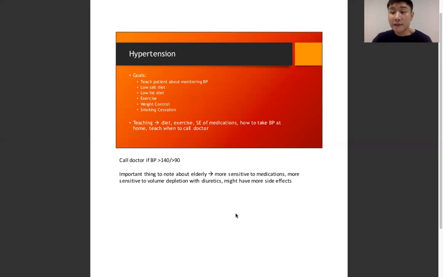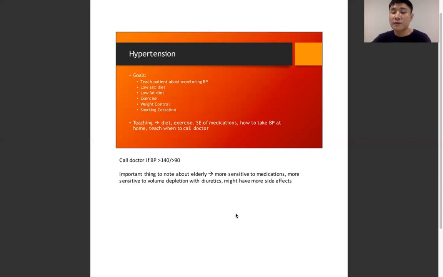So as a nurse, we have to teach the patient to continuously monitor their diet, exercise, and watch out for signs and symptoms of medication. We have to teach them how to take their blood pressure and what number is indicative of their situation. So when do we call the doctor? We teach them to call the doctor if the blood pressure is more than 140/90.